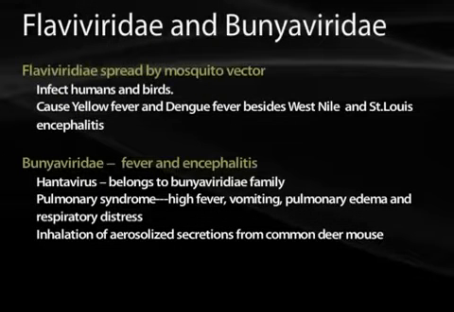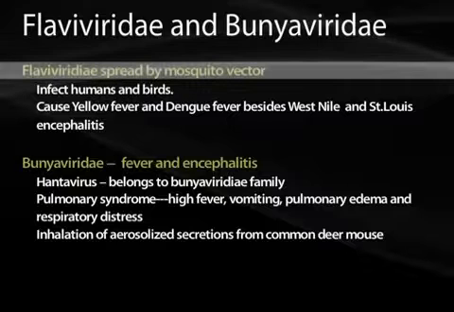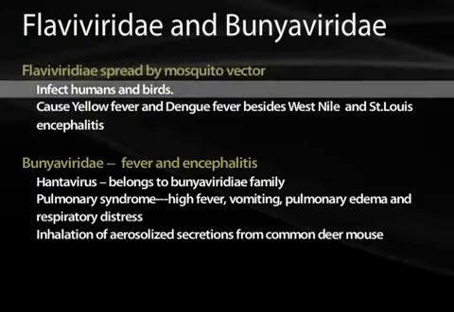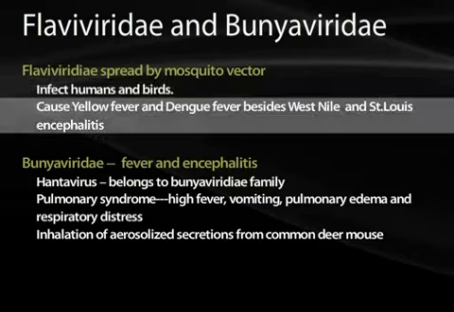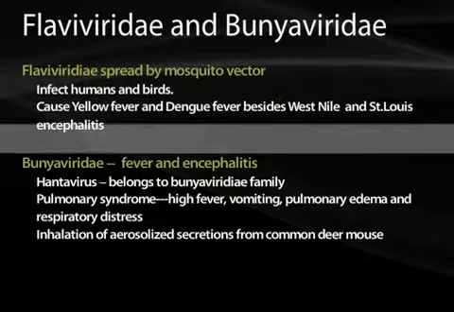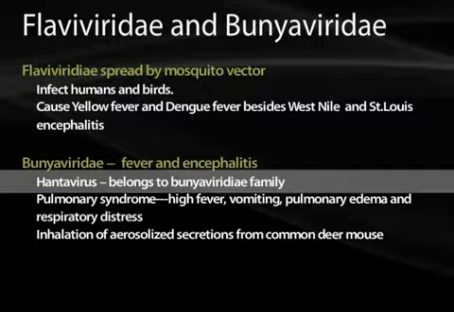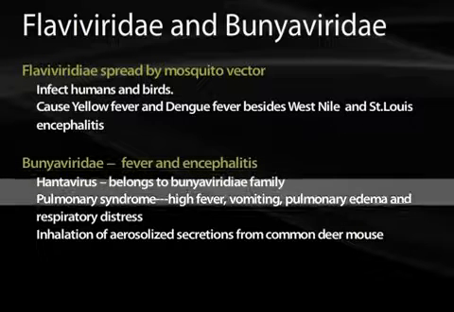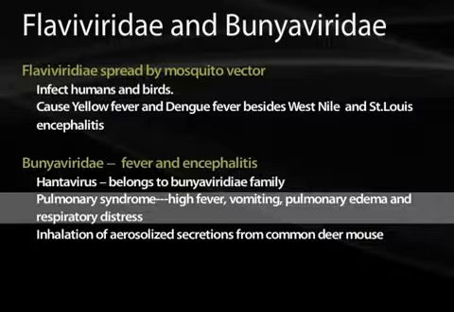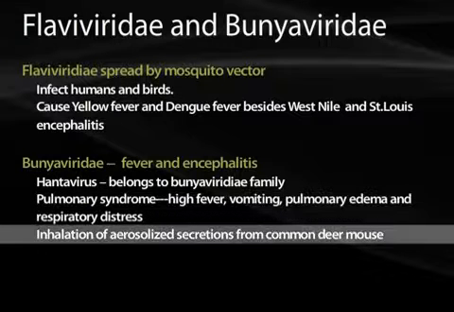Flavivirus and bunyavirus are additional zoonoses that we need to talk about. The flavivirus is spread by a mosquito vector. They can affect humans and birds, and it causes dengue fever, yellow fever, including West Nile and St. Louis encephalitis. Bunyavirus causes fever and encephalitis. Hantavirus is a member of the bunyavirus family. It can cause a pulmonary syndrome with fever, vomiting, pulmonary edema, and respiratory distress, and it's caused by inhalation of aerosolized secretions from the common deer mouse.